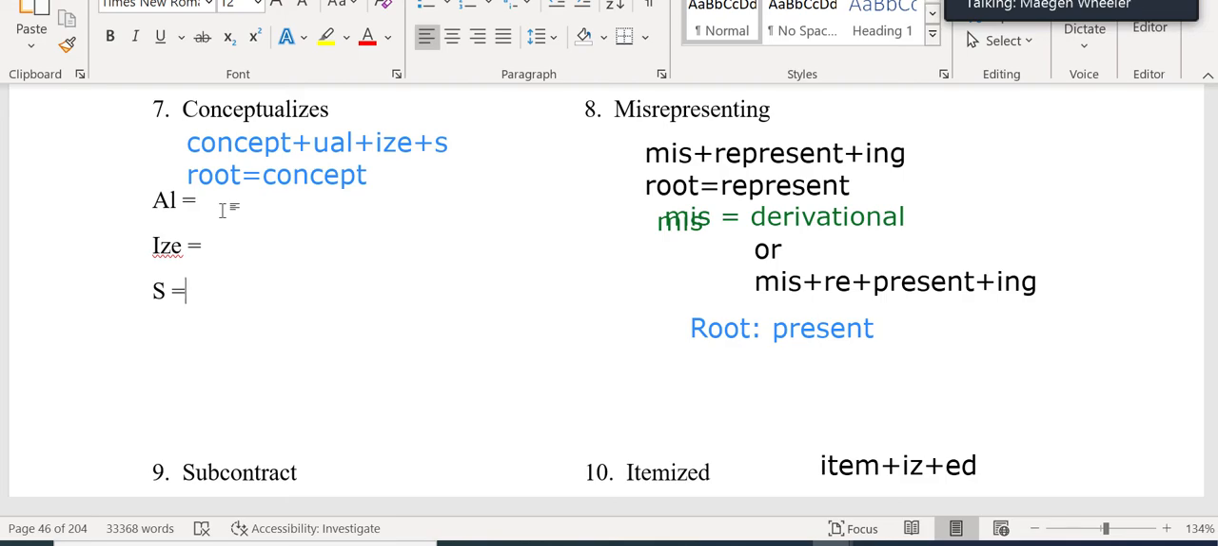Would the root for number 8 be present or represent? Present, yeah. You can look at that as the root, and then just go down from there. So you got present, then you have re, miss, ing. That's what I would do. I would go re, miss, ing, then label them as derivational or inflectional as you go.